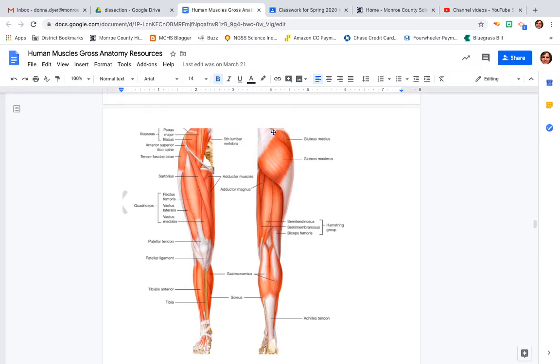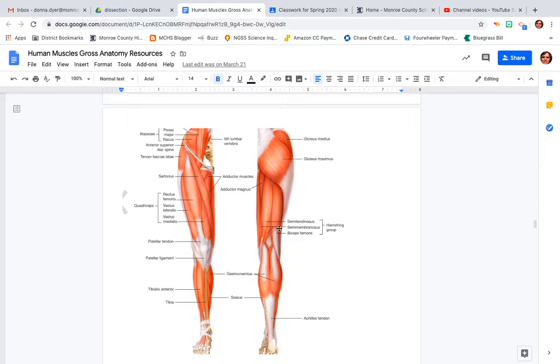And then on the posterior view, this is the buttocks, guys. You can see the gluteus maximus and the gluteus medius. You can see your hamstrings. Notice with your hamstrings, again, this is the posterior view. Here's your calcaneus, your heel bone. There's your Achilles tendon. So this side is medial. This side is lateral.